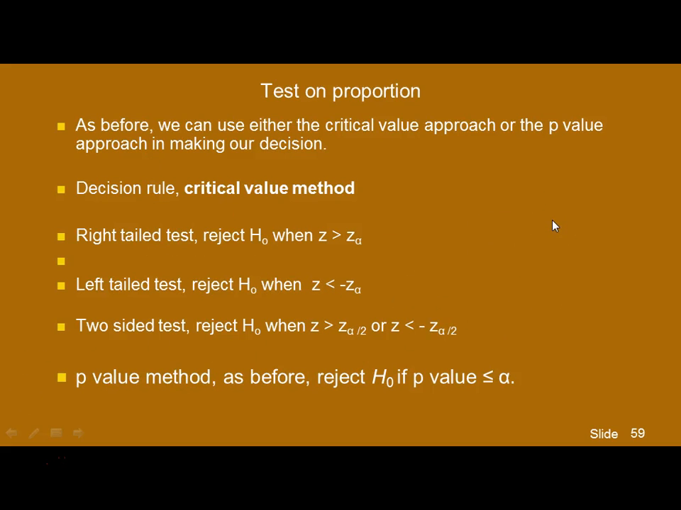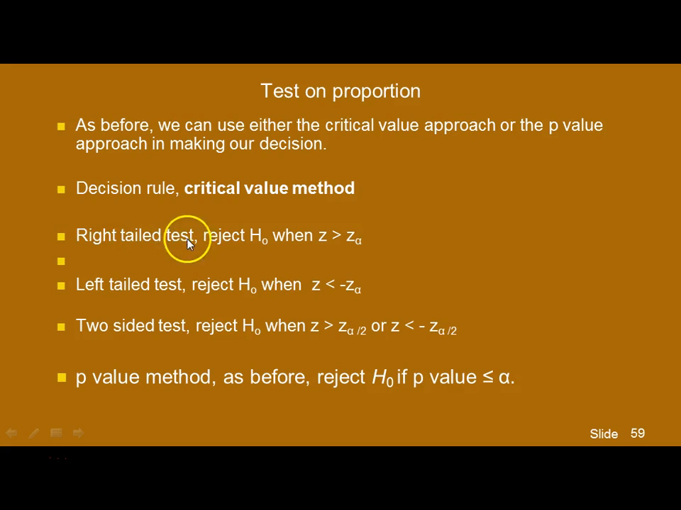As usual, in hypothesis testing, we can use either the critical value approach or the p-value approach in making our decision. Let's start with the critical value method. With the critical value method, since we're using the z-distribution, we're going to find a critical z-value, which I'll call z alpha. That's the z-value that leaves alpha probability in the end of the distribution.